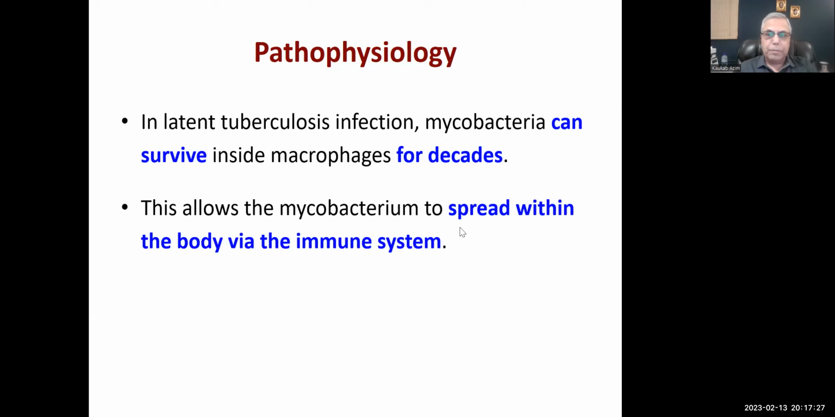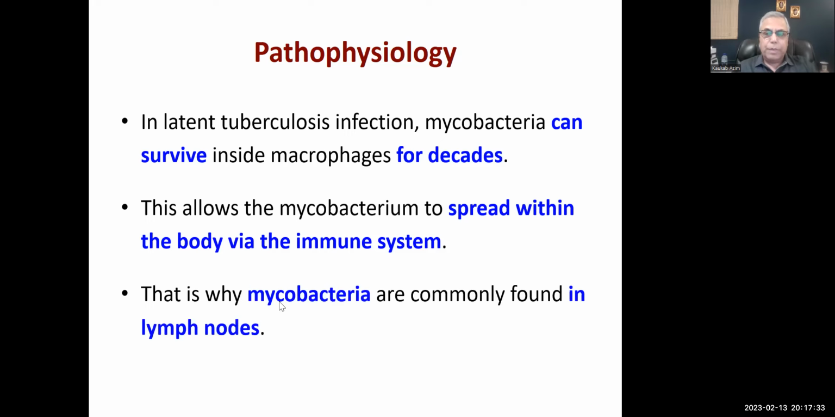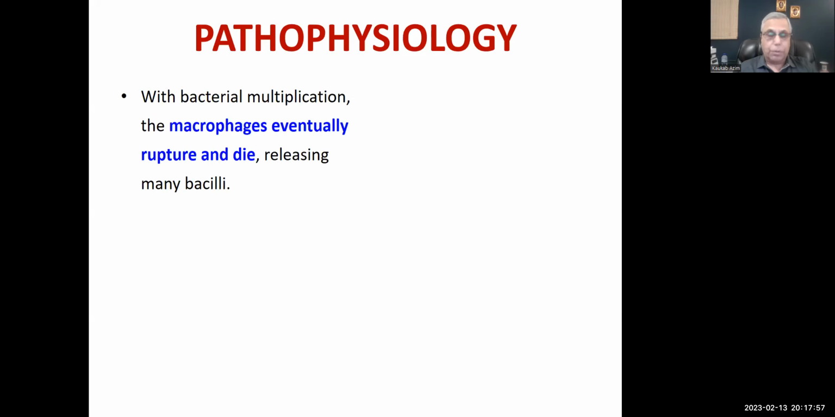This allows mycobacterium to spread within the body via the immune system. That is why mycobacteria are commonly found in lymph nodes, right? So macrophages will go out of the site of infection, and they go through the lymphatics into the lymph nodes, and the lymph nodes can also get infected. That is why we take biopsies of the lymph nodes sometimes for the diagnosis of tuberculosis, although we have got other ways of diagnosing as well. We do not do that commonly, but that is one of the ways that you might utilize.